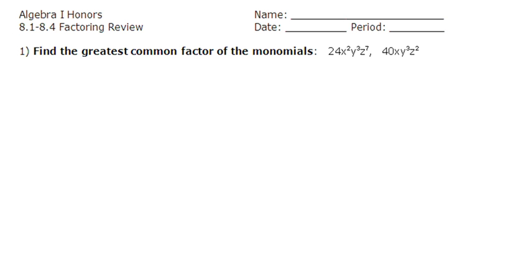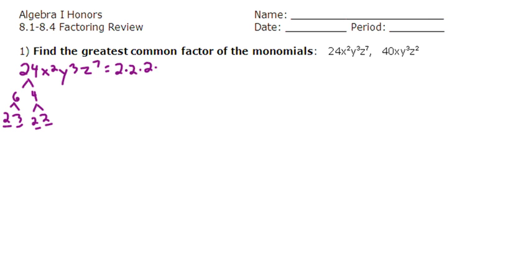So this was one of the first things we did, where we listed out all of the factors. So we got it down to the prime factorization. So remember 24, we can do a factor tree that breaks down into 6 times 4. 6 is 2 times 3. 4 is 2 times 2. So this is 2 times 2 times 2 times 3. We have 2 x's, 3 y's, and 7 z's.